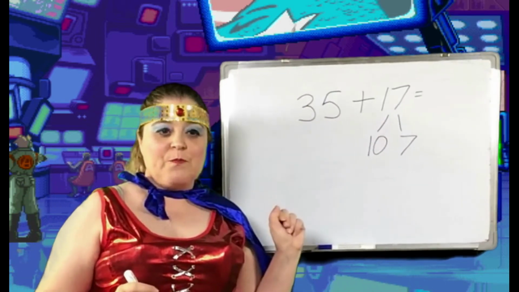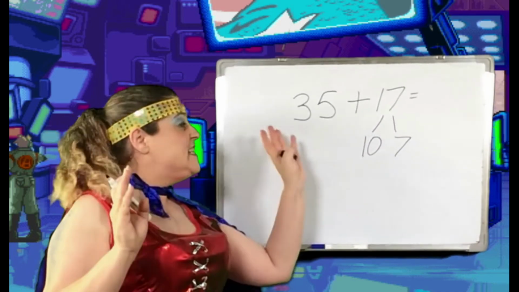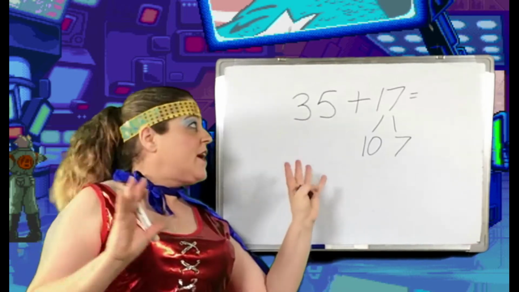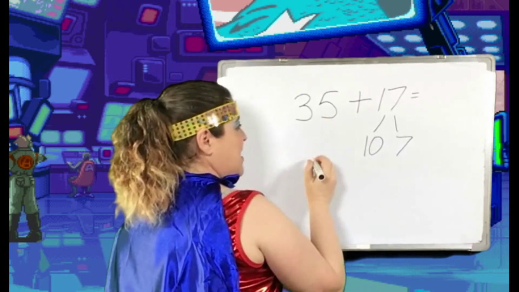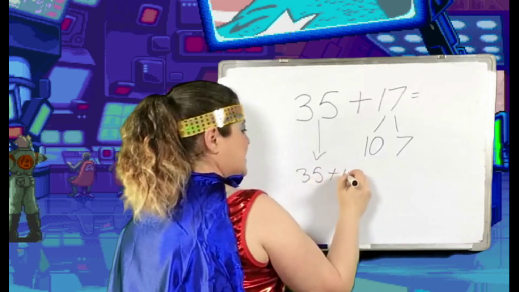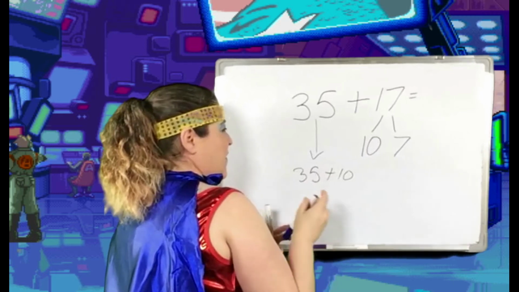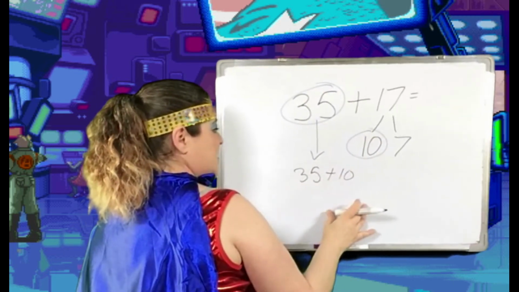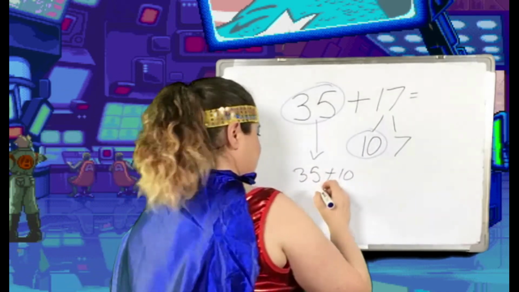There we go. Okay, so now we just need to add. We add the tens, we add the ones. We're going to start with 35 plus 10. Here's the 35. That's the first number we got there. And now we're going to add the tens. 35 plus 10 is 45.